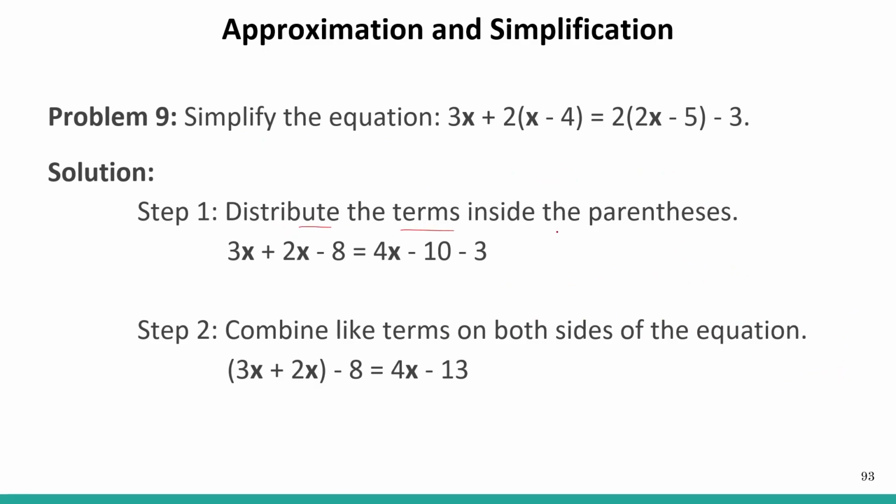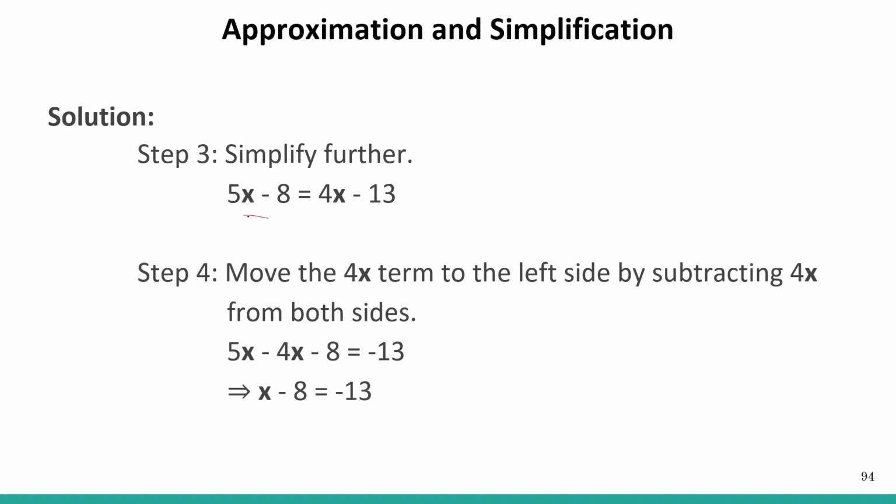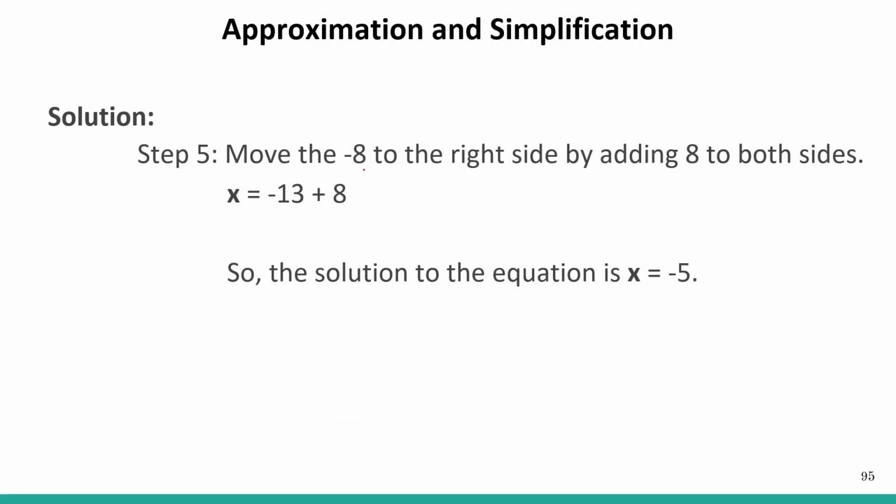So distribute the terms inside the parenthesis, that is 3x plus 2x minus 8 is equal to 4x minus 10 minus 3. Combine the like terms on both sides of the equation. So 5x minus 8 is equal to 4x minus 13. Move the 4x term to the left hand side by subtracting 4x from both sides. So x minus 8 is equal to minus 13. Move the minus 8 to the right side by adding 8 to both sides. So x is equal to what? Minus 13 plus 8. So the solution to the equation is x is equal to minus 5.